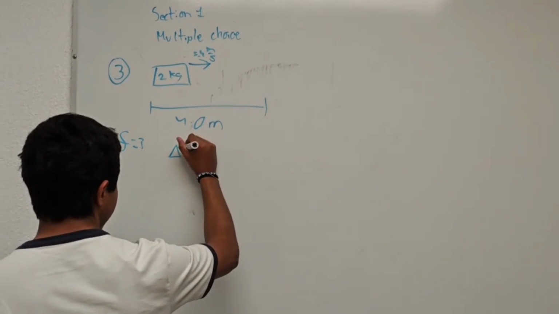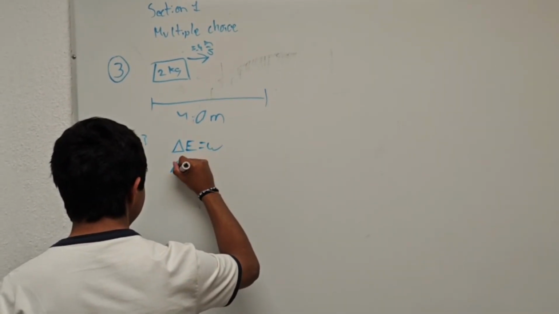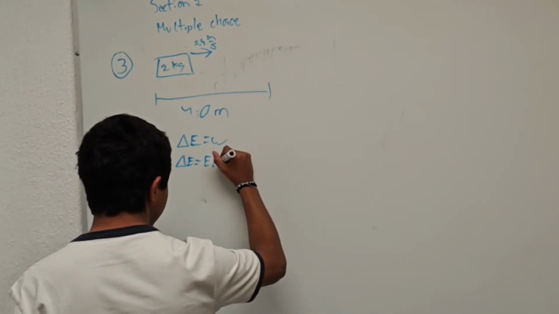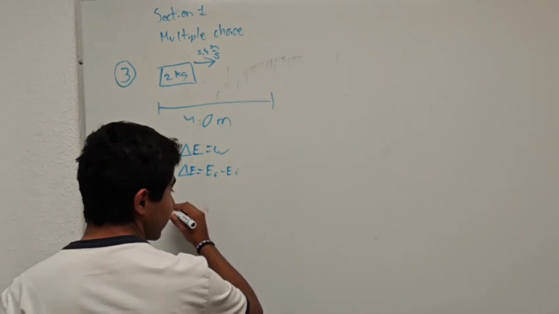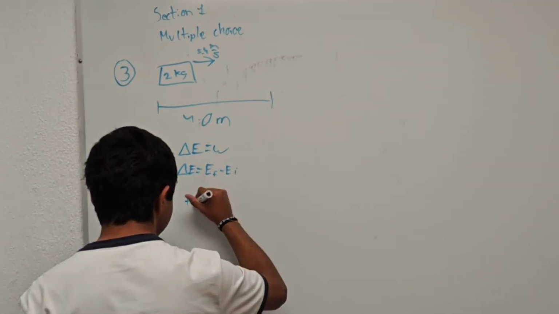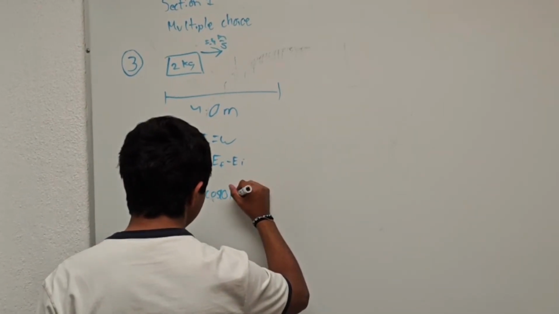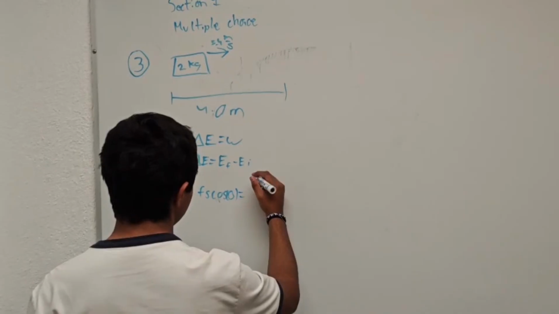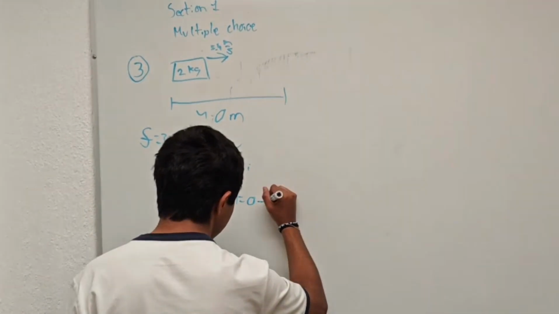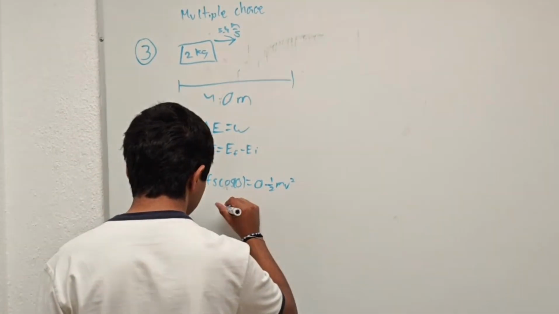First of all, we have to know our data. We have a 2 kilogram box moving at 5.4 meters per second over a 4 meter distance. First of all, we have to know that the change of energy is equal to the work, and we have to know the work to get the friction force. So the change in energy would be the final energy minus the initial energy, and the final energy would be equal to 0 as it comes to rest, minus the initial kinetic energy.